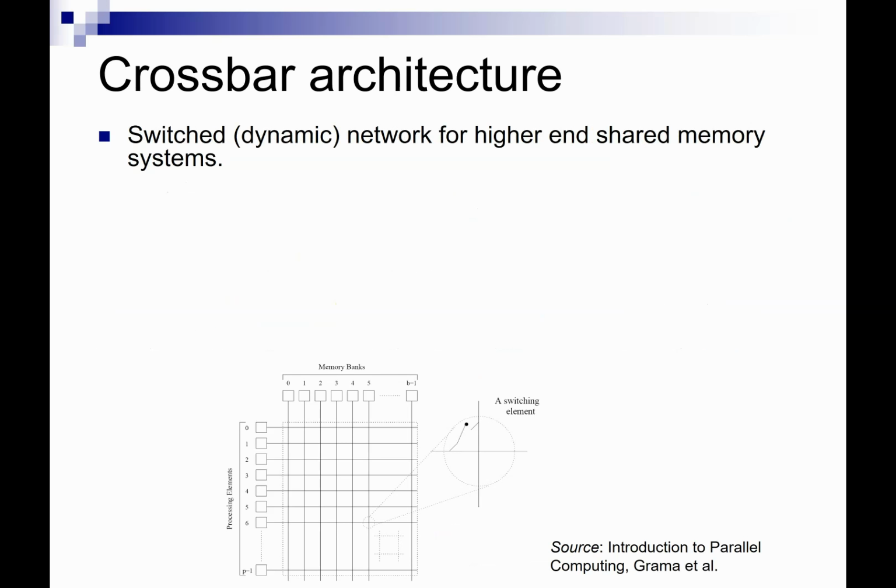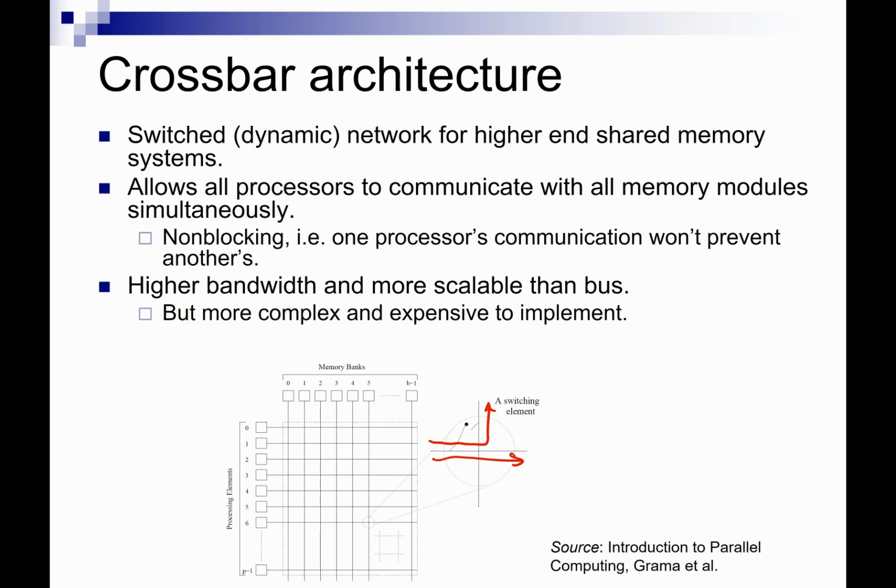Next, you can build a crossbar architecture. This is built using switches, and this is more of a high-end shared memory architecture. The way this works is that we have a bunch of these crossbars. Each crossbar allows communication either in the horizontal direction, so the data can flow in this direction, or if the switch is set, the data can flow vertically. By setting these switches in different ways, we can achieve different communication patterns.